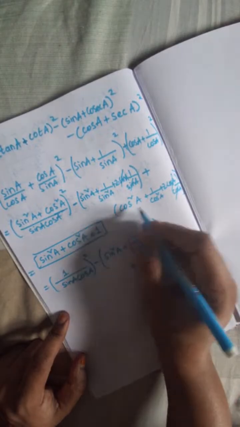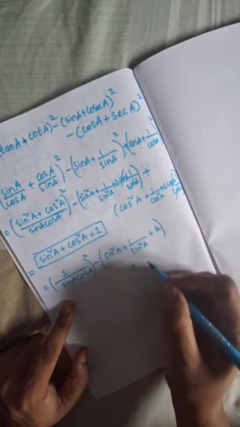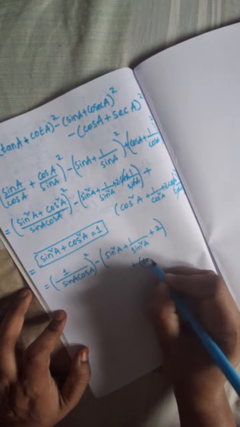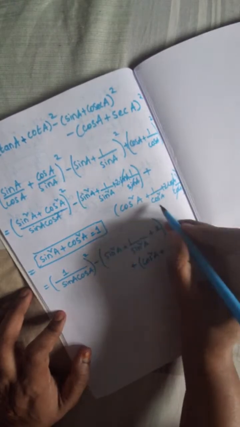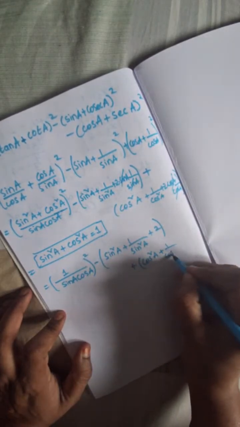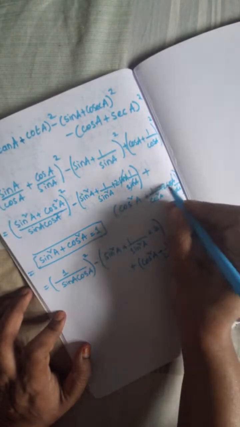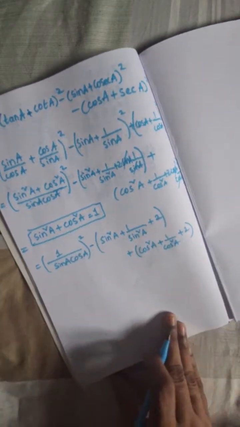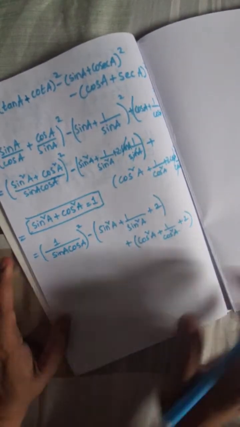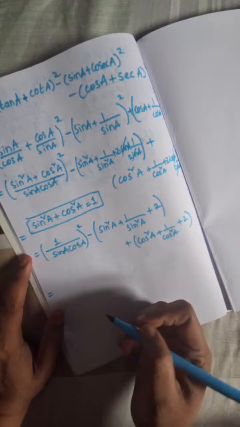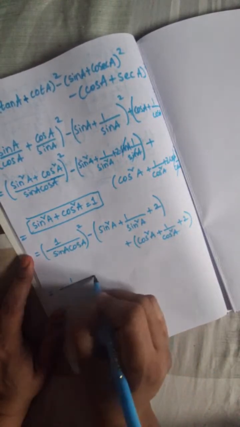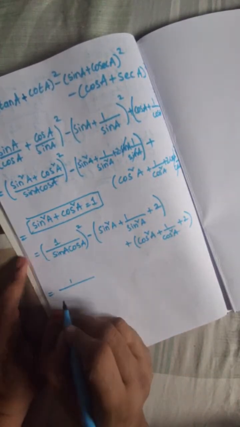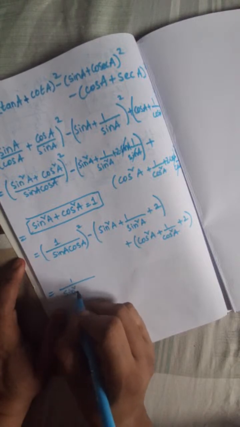Now in the next third term, plus cos square A is there, and another term 1 by cos square A, plus 2 into cos A gets cancelled. We remain with 2 here. Now we have to simplify this step again. Here 1 by, we have to take the square, sin square A cos square A.